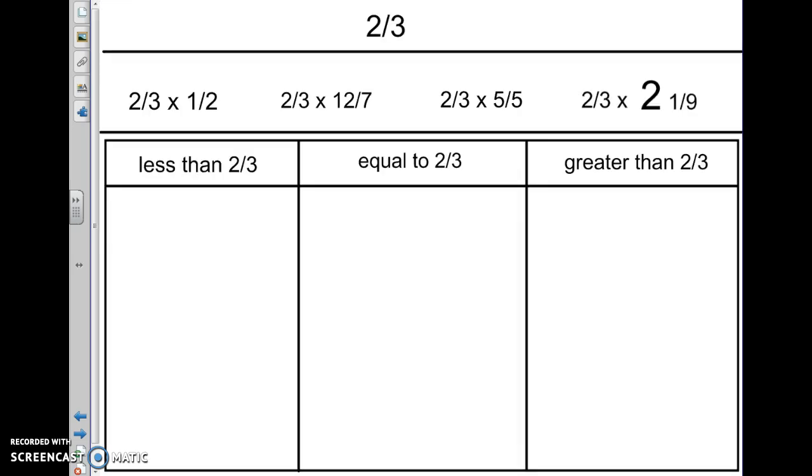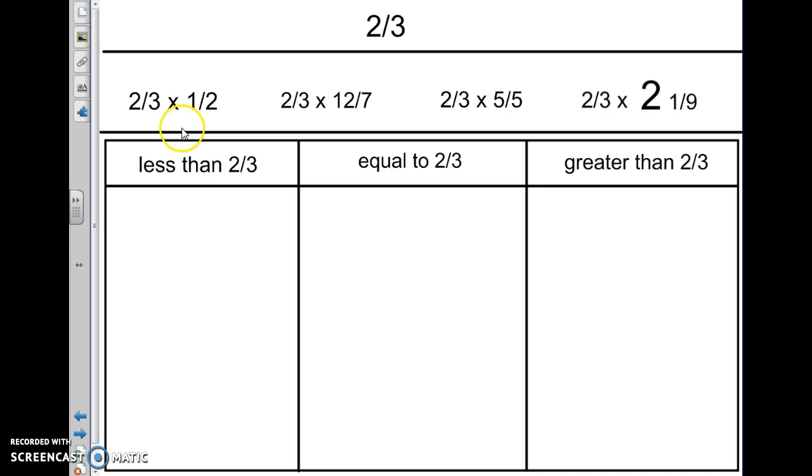Now, what I'd like you to do is we're going to take a given number. This is going to be 2/3. And you have 4 different expressions here. We have 2/3 times 1/2, 2/3 times 12/7, 2/3 times 5/5, and 2/3 times 2 1/9. And we're going to place them in each of these categories. The product that each of these expressions are going to give us are either going to be less than 2/3, equal to 2/3, or greater than 2/3. So which one or more expressions would fit into less than 2/3?